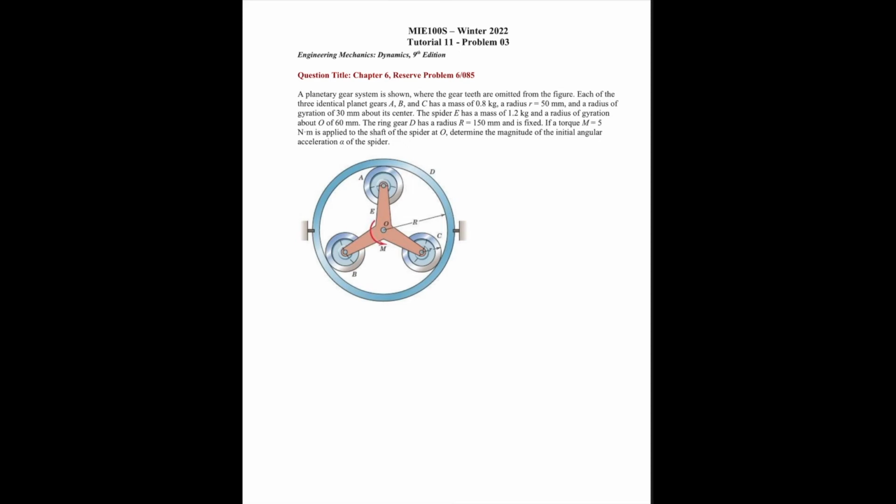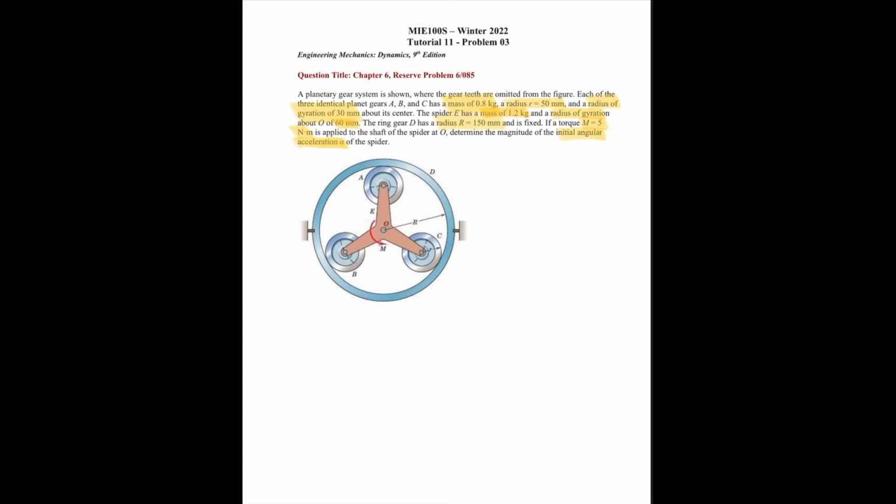Now for our final problem, we've got a planetary gear system shown where the gear teeth are omitted from the figure. Each of the three identical planet gears, A, B, and C, has a mass of 0.8 kilograms, a radius of 50 millimeters, and a radius of gyration of 30 millimeters about its center. The spider E has a mass of 1.2 kilograms and a radius of gyration of 60 millimeters. The ring gear D has a radius of 150 millimeters and is fixed. If a torque of 5 newton meters is applied to the shaft of the spider at O, determine the magnitude of the initial angular acceleration of the spider.